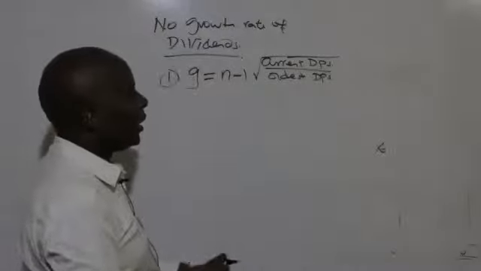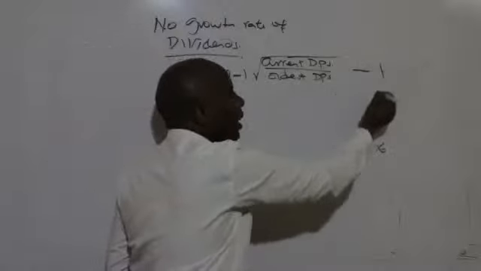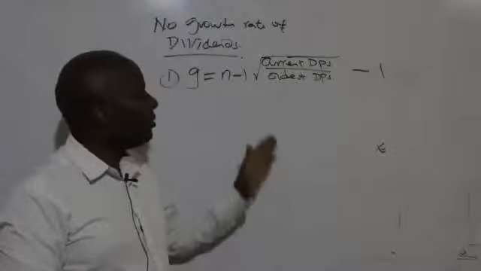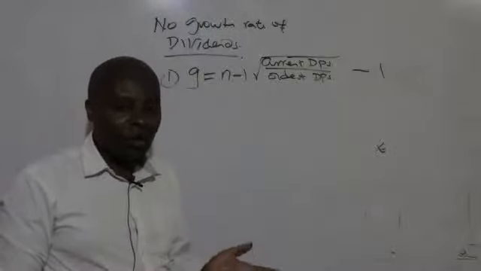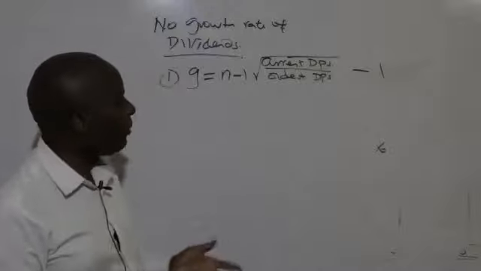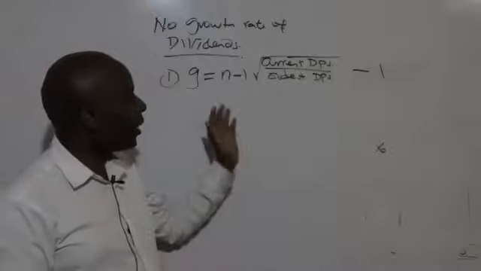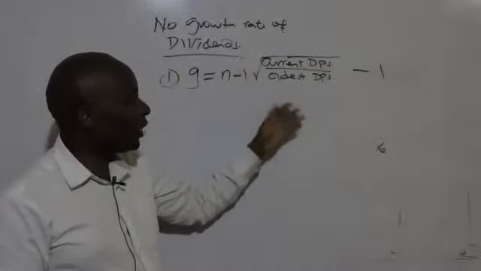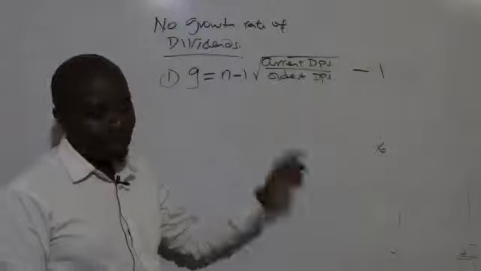And then at the end of the day, we'll come and subtract 1. Remember, N stands for number of years. So it is the N minus 1 root of the current dividends over the oldest dividends, minus 1.